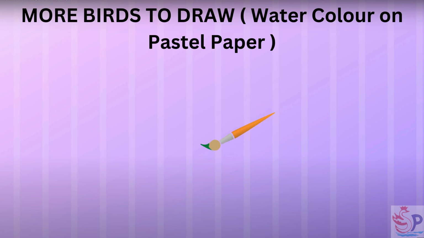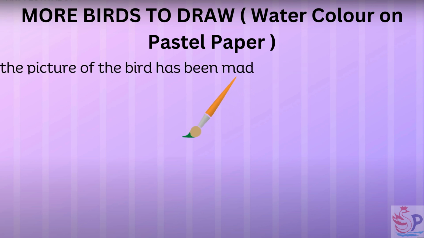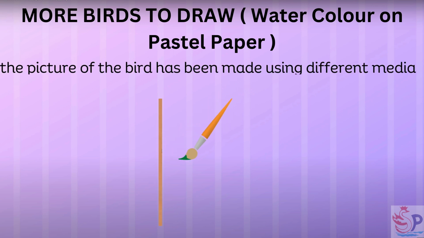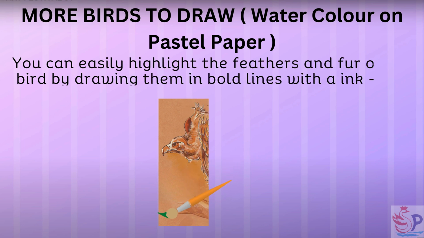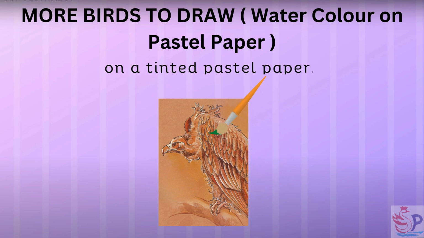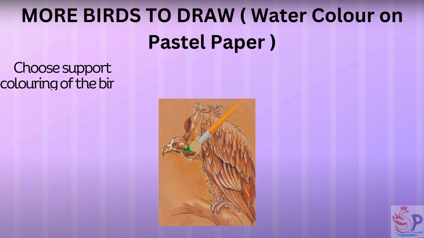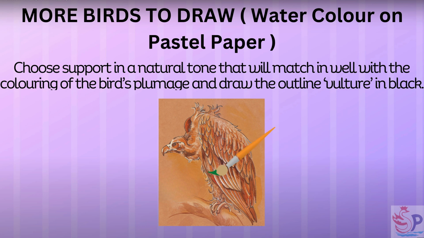More birds to draw. Watercolor on pastel paper. For comparative study, the picture of the bird has been made using different media. You can easily highlight the feathers and fur of the bird by drawing them in bold lines with an ink pen, on a tinted pastel paper. Choose a support in a natural tone that will match well with the coloring of the bird's plumage and draw the outline of the vulture in black.